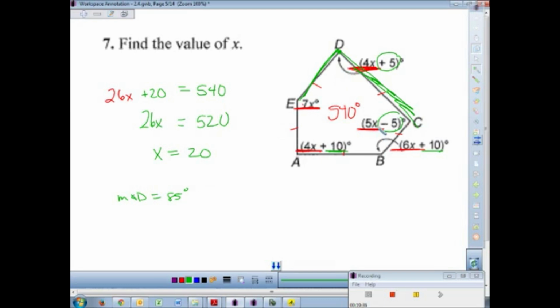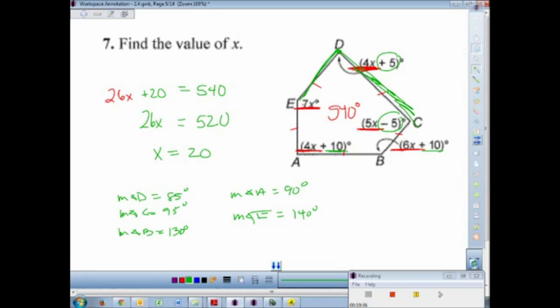Put 20 in here. What's 5 times 20? That's 100. Take away 5. What's measure of angle C? 95 degrees. Measure of angle B. That'd be 20 times 6, which is 120. Add 10 to it. How much you get? 130. Measure of angle A. 80 plus 10 is 90 degrees. Measure of angle E. How much? 140 degrees. How many angles should I have?